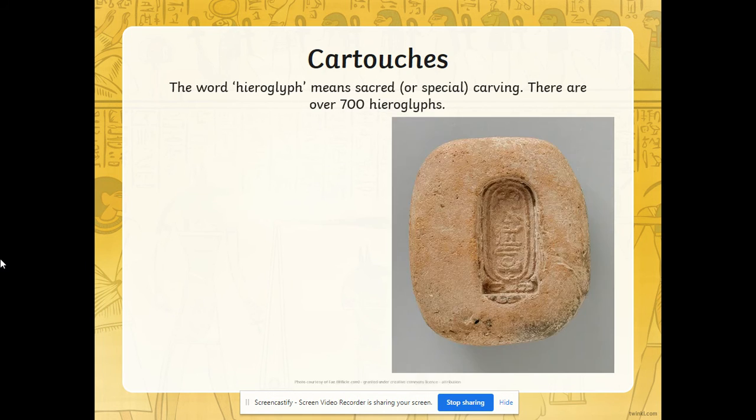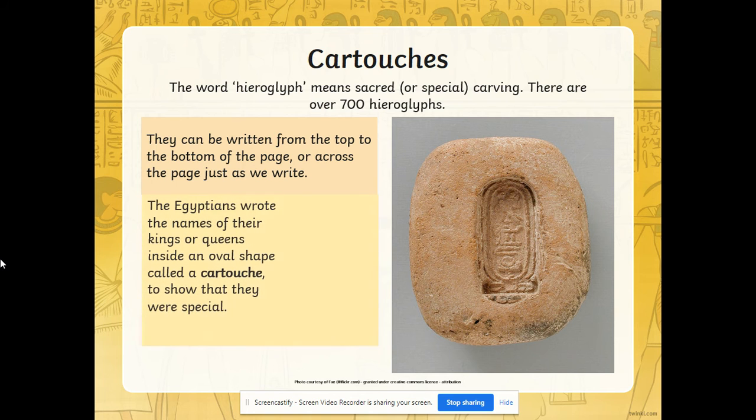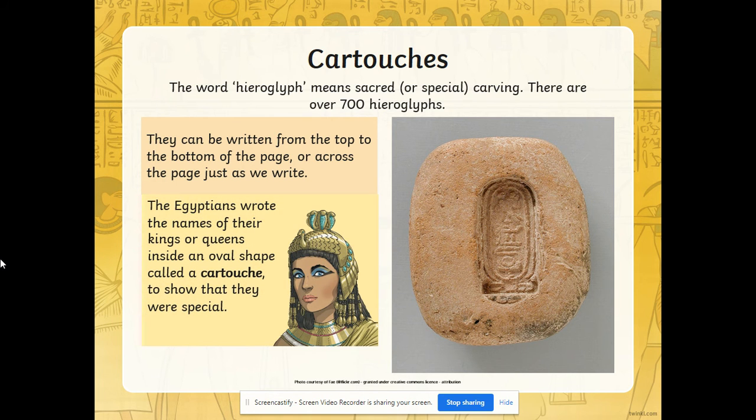So, cartouches. Now, the word hieroglyph means sacred or special carving, and there are over 700 different hieroglyphs, each one meaning something different. Some are individual letters, some are actual full words, or even names. And they can be written from top to bottom of the page or across the page like we write. Now, the Egyptians wrote the names of their kings and queens inside an oval shape, and they called it a cartouche. That was to show that they were special. The cartouche is almost like the seal of the pharaoh, the seal of the king or queen.